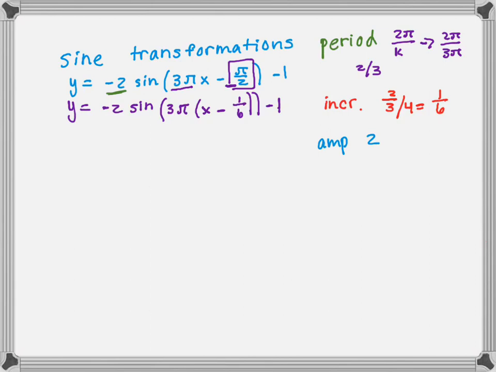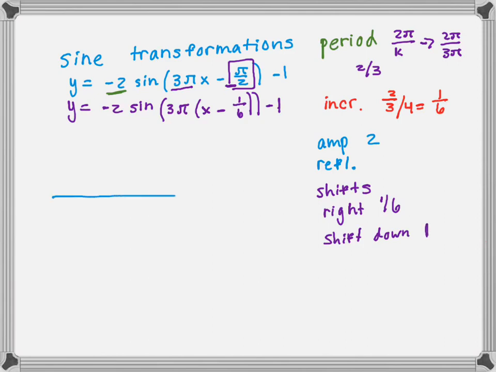And assuming no reflection, which there is, so we'll discuss that later. And then we know that it's going to be reflected. So reflected, so that means that the key points are going to switch at different points, so we'll discuss that later. And then we know that it has a few shifts. So shifts, we know that it's going to shift right 1/6. And we know that it's going to shift down 1. Okay, so now we can begin graphing.